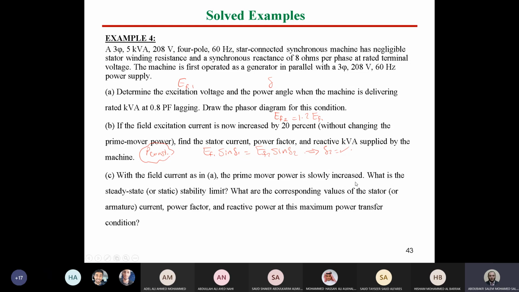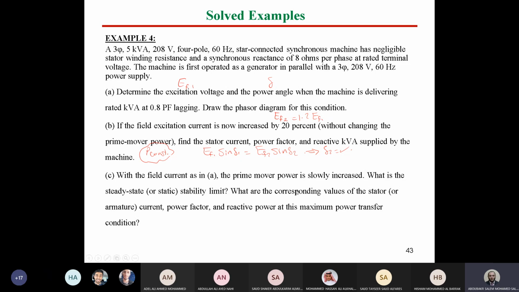Only excitation is constant. What do you expect when the power increases and the excitation is constant? What should happen to the power angle? It increases. Exactly, it should be increased because the power will be increased. So what is the steady state or static stability limit? We should say that the static stability limit is the case at which the power angle is 90 degrees. Right? Which is the point of maximum power.